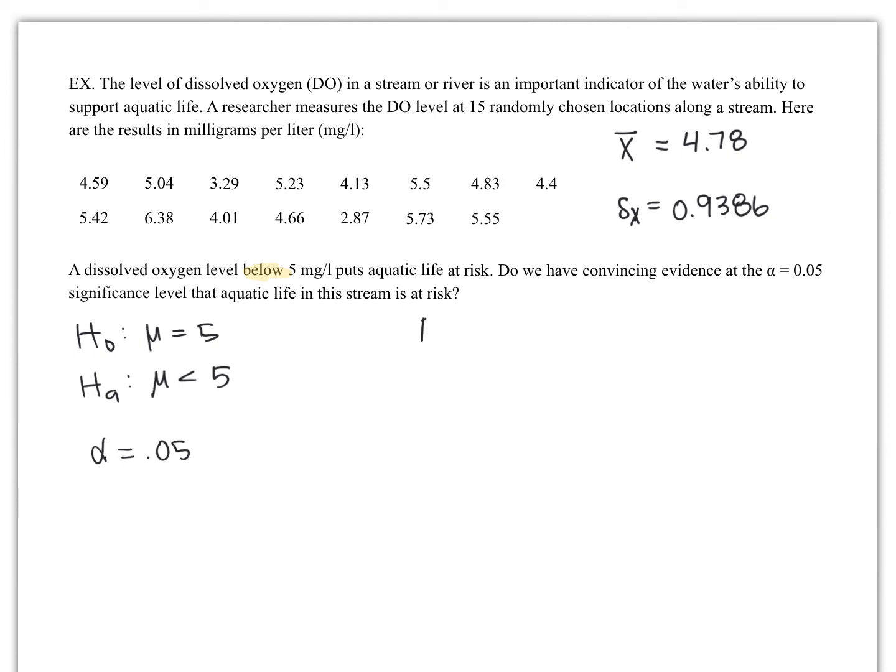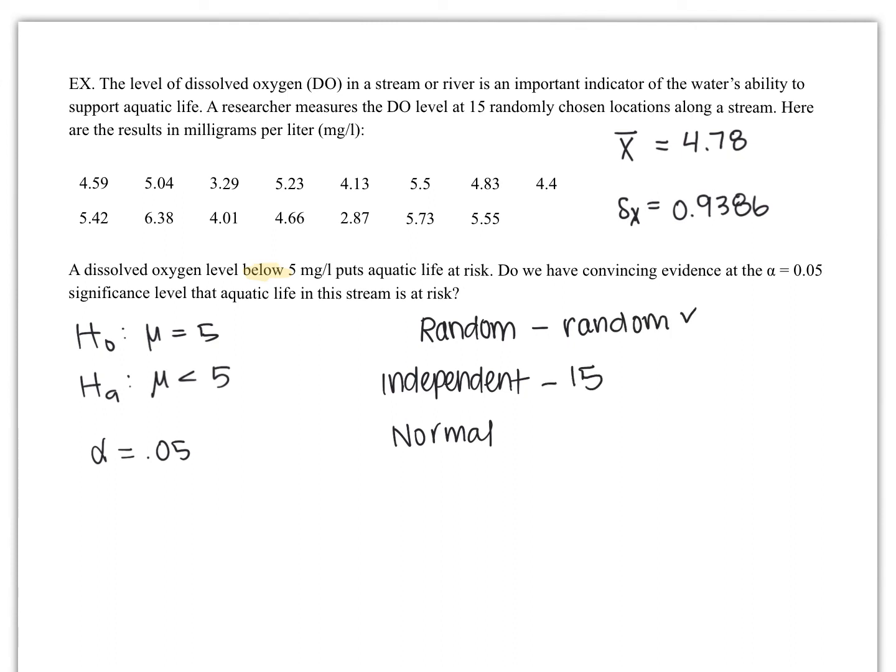Now we want to check our conditions. So random, independent, and normal. For our randomness here, they did say that they chose random locations, so we're good there. Secondly, we have a sample size of 15. It has to be less than or equal to 10% of all locations, because we are looking at locations along the stream. And there's at least 150 locations along the stream. There's an infinite number.